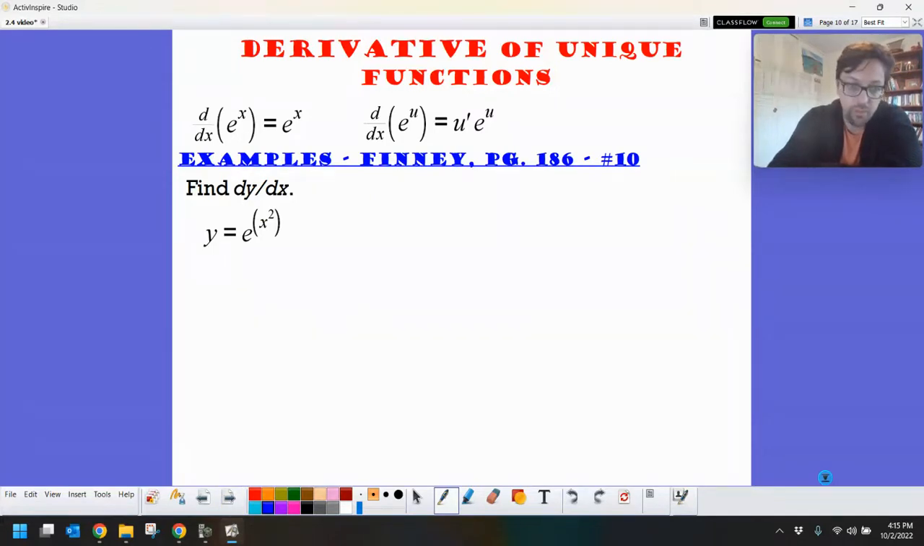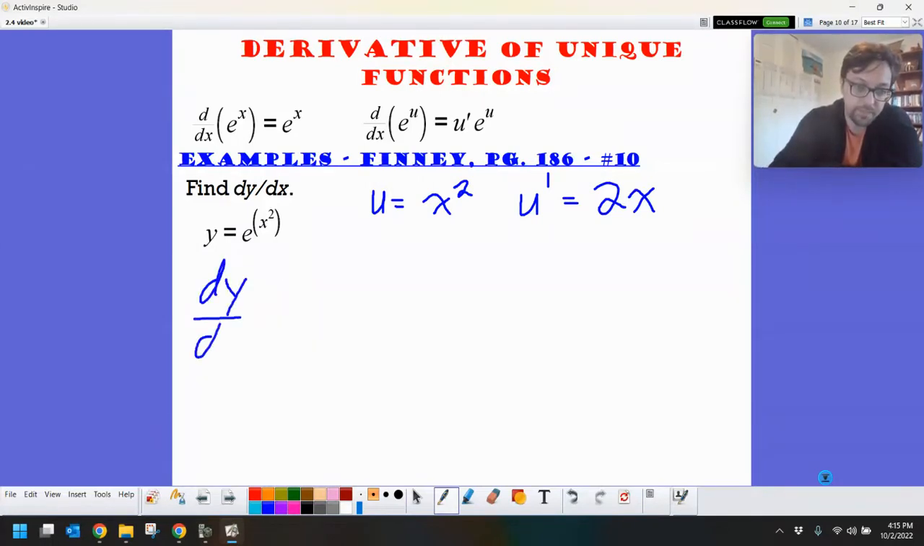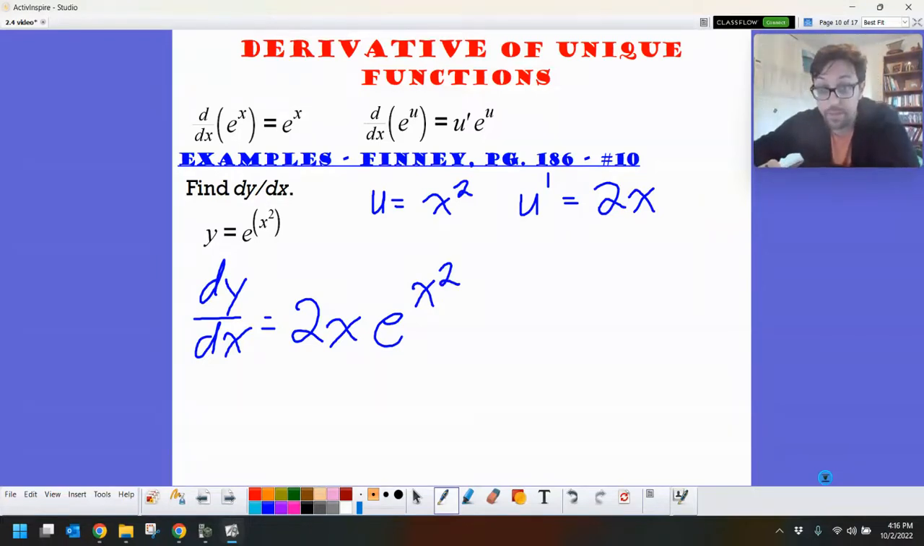Let's do that one more time for funsies. So our u, again, is just x squared. So then our du, or our u prime, is going to be the derivative of that, which is just 2x. So dy over dx is just that u prime, in this case 2x, and then e to the u doesn't really do anything, in this case e to the x squared. And that is our derivative.